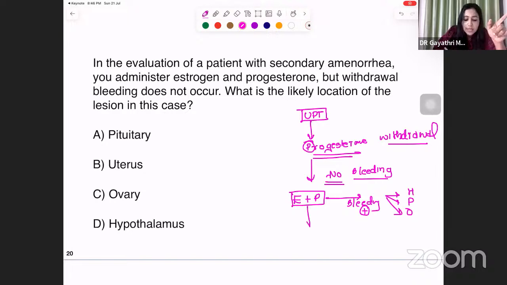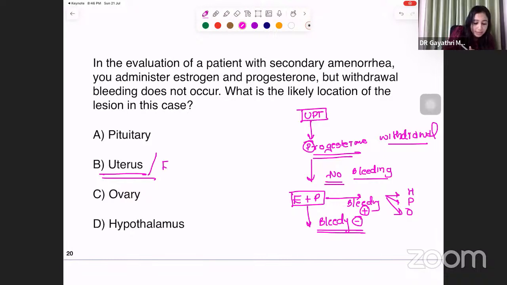If there is still no bleeding even after giving estrogen and progesterone, that means the problem is at the last level, that is at the level of uterus, or it could even be at the level of vagina, that is, outflow tract obstruction as well. So among these options, uterus is given. They can also slightly rephrase the question and give it as endometrium. Problem at the level of uterus or endometrium, in all these situations you won't find any bleeding after giving estrogen and progesterone. So the problem is at the level of uterus.